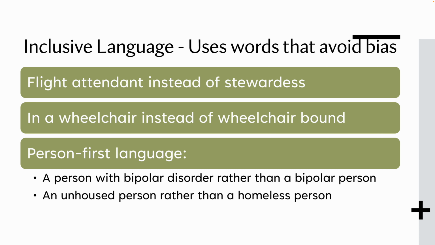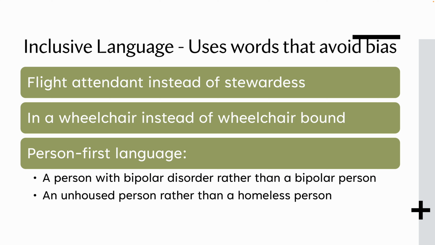So when we talk about avoiding bias, we're talking about the kind of big picture stuff and the newer stuff. So we want to say things like flight attendant instead of stewardess. You guys know that one. We want to say in a wheelchair, not wheelchair bound. That sounds horrible. And we want to use first person language. That's kind of a little bit newer.